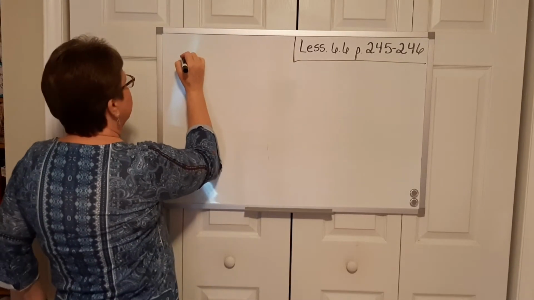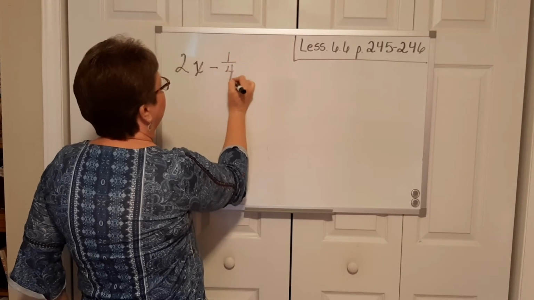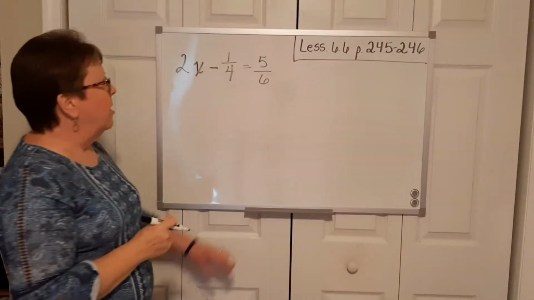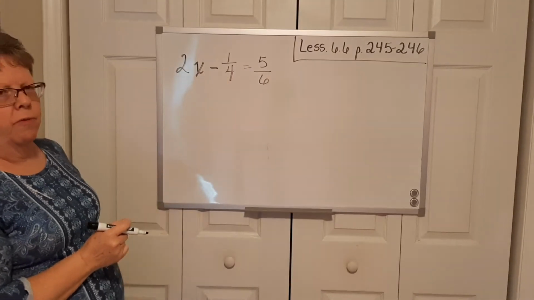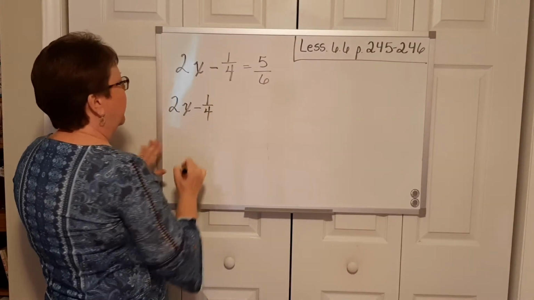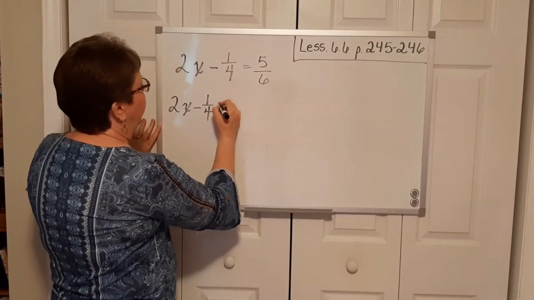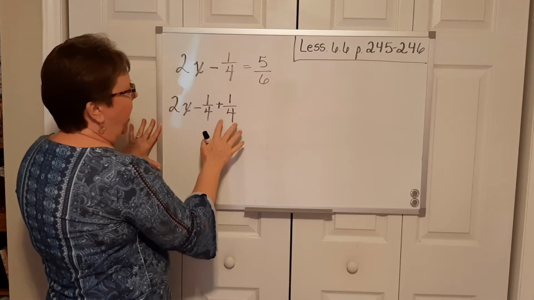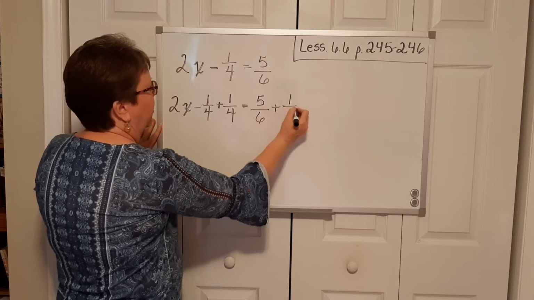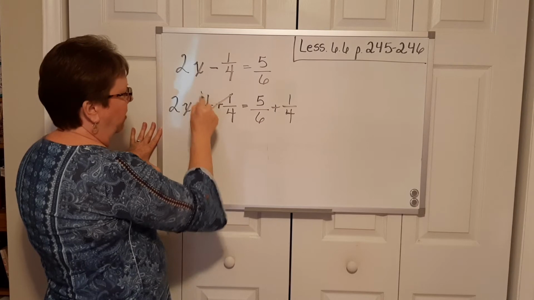Okay, 2x minus 1/4 equals 5/6. Okay, first thing on this side, let's try to get rid of our 1/4. So we have our 2x minus 1/4. Now, since that was subtracted, we need to do the opposite of that to get rid of it, which would be add our 1/4. And if we added 1/4 to this side, we've got to do the same thing over here, 5/6 plus 1/4. Okay, so 1/4 minus our 1/4, that would get rid of that.